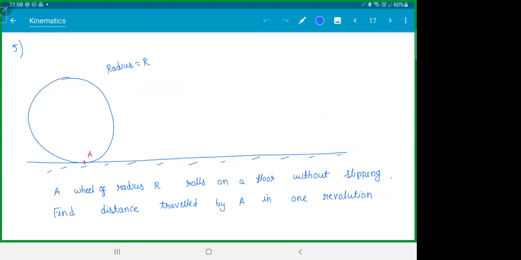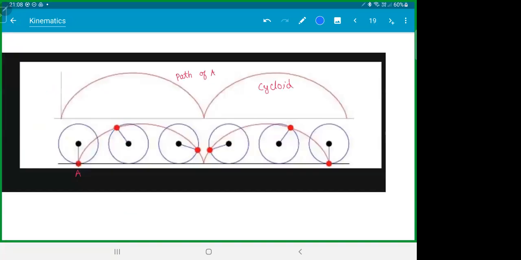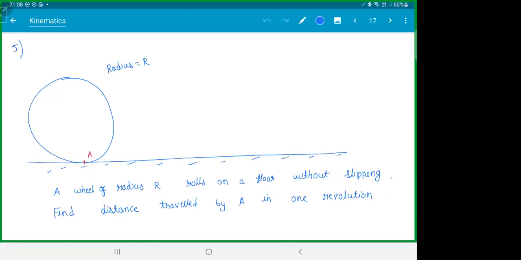Now, I hope you understood what I'm asking you. I'm not asking you the green line, the displacement. I'm asking you the distance traveled. The A actually goes in some kind of curvy path. That curve is called a cycloid. Think.